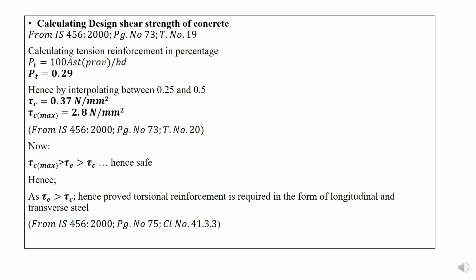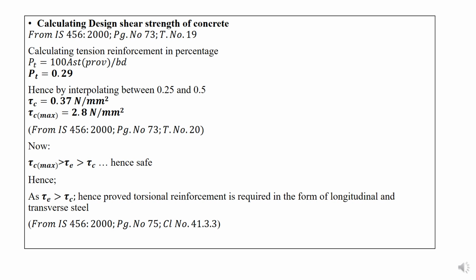Okay, so we need to calculate design shear strength. Now again from page number 73, table number 19, we have to find out percentage steel, and from table number 19, we have to interpolate between values 0.25 and 0.5 for M20 grade concrete to get tau c value, and from that we got tau c as 0.37 Newton per mm square. Now this tau c has to be less than tau c max, which is true in this case, which is given on table number 20, page number 73, which is 2.8 Newton per mm square, where tau c is shear strength of concrete, pure concrete, which has to be always greater than tau e and tau c. Hence, the beam is safe.